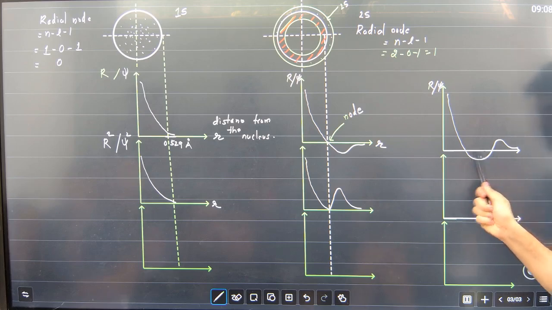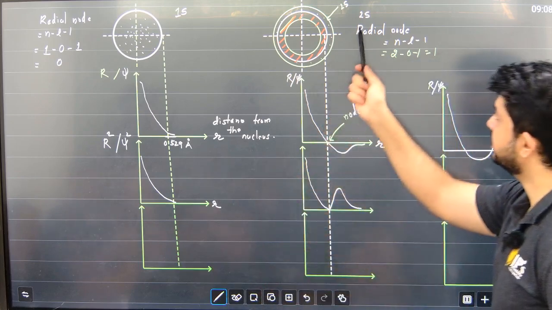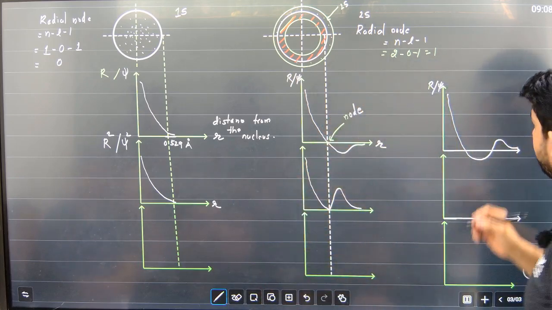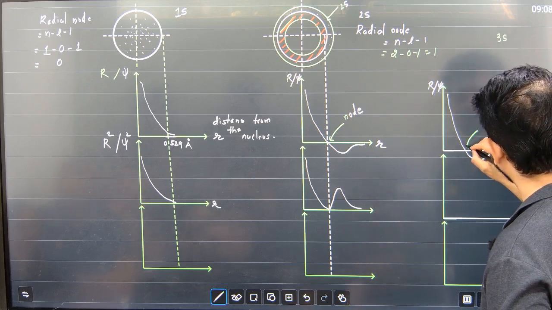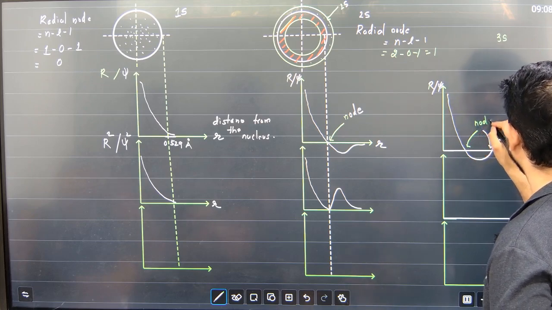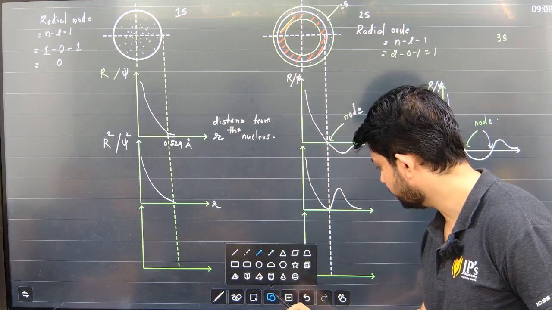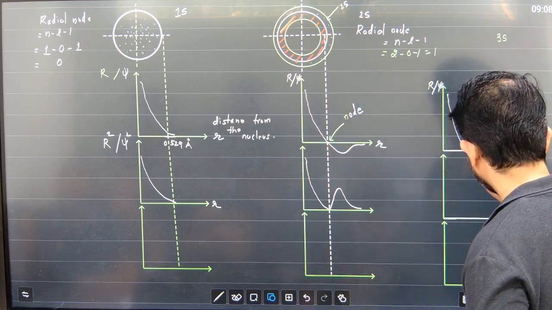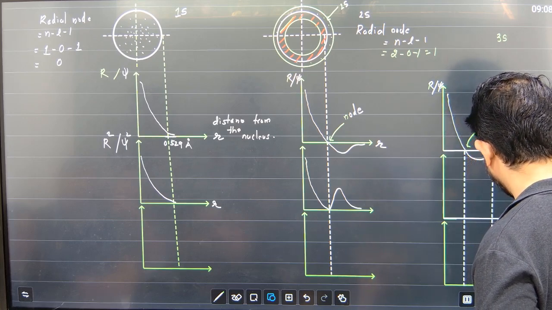Why 2 times over here and why only 1? Because of the number of nodes in 2s. How many nodes are there in 2s? 1. But how many nodes are there in 3s? So ये भी एक node है और ये भी क्या है, एक, both are nodes. When you square the plot, how will the plot look like when you square the plot?